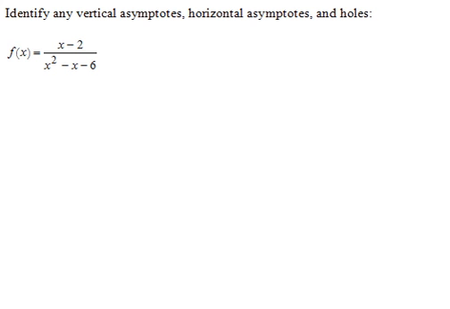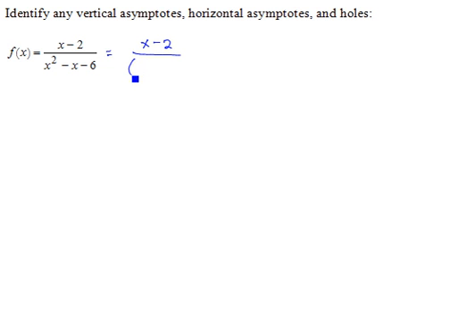Identify any vertical asymptotes, horizontal asymptotes, and holes for the function f of x equals x minus 2 all divided by x squared minus x minus 6. Well, to find vertical asymptotes, horizontal asymptotes, and holes, it's often helpful to factor the function completely if possible. That means that we take the numerator and factor that polynomial, and we take the denominator and factor that polynomial.